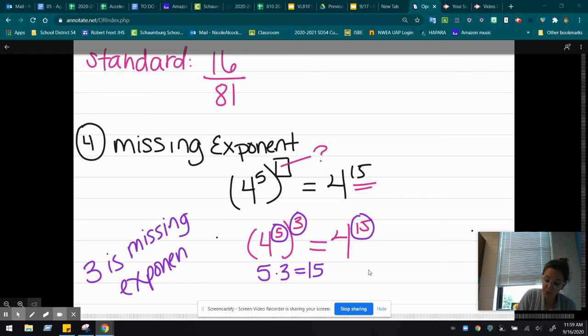Now make sure you guys are keeping your rules straight between power to power and product of powers. So really just make sense of what you're seeing. Good luck.